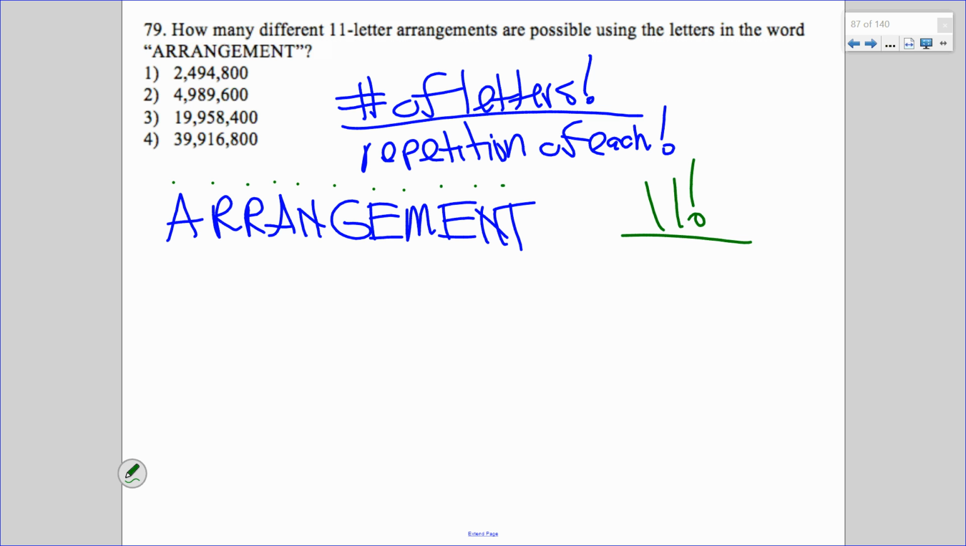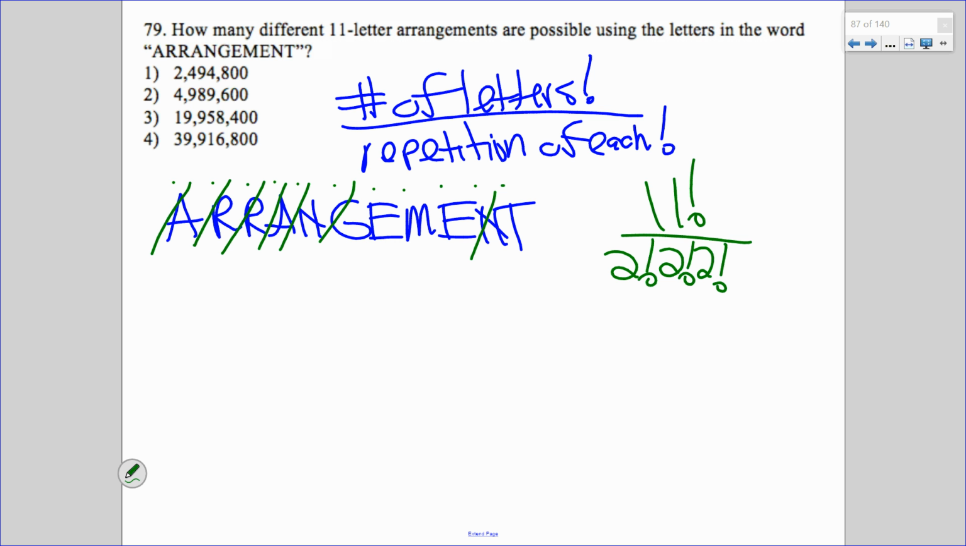The top is 11 factorial. Now, repetition of each, be very careful, because if you miscount, you're getting the question wrong. Let's start with A. There is 1, 2 A's. So I'm going to write 2 factorial. I'm also going to cross them out. That way I don't miss something. R's next. I have 1, 2 R's. 2 factorial. N. 2 N's.